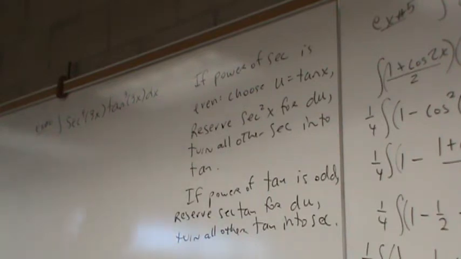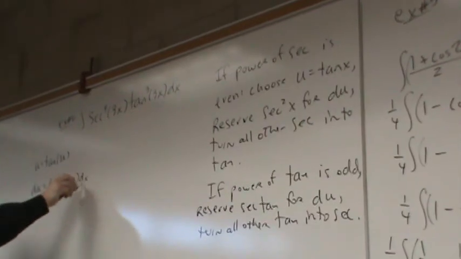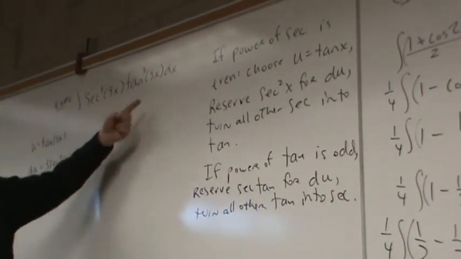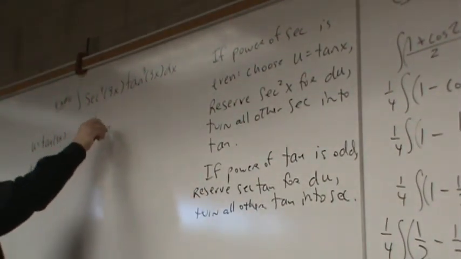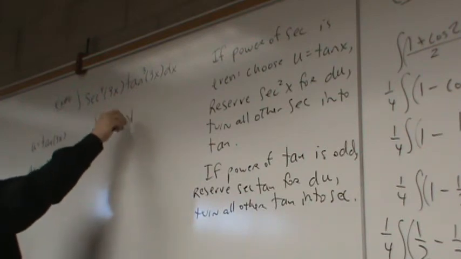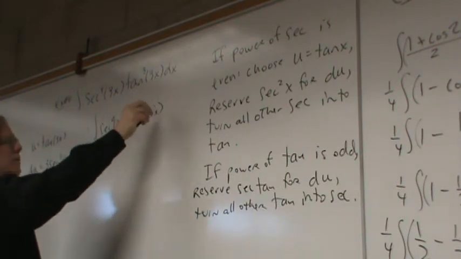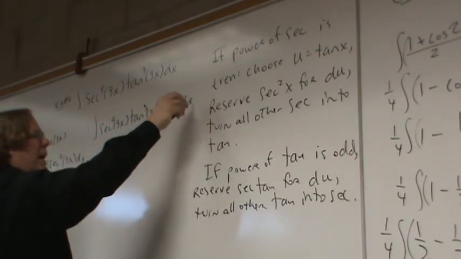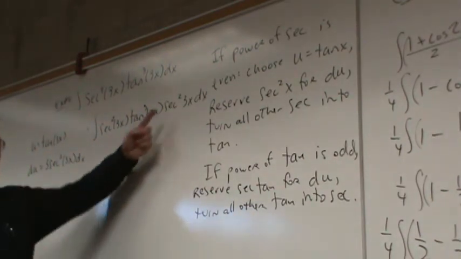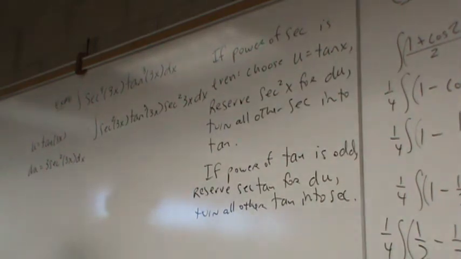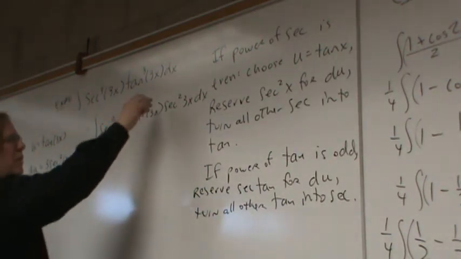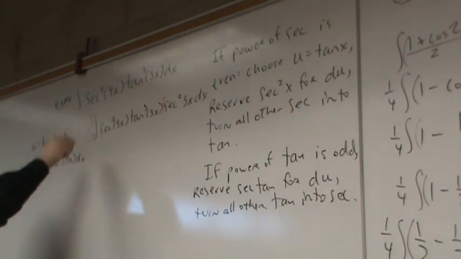Since the majority of you wanted my u to be tangent, I'm going to go with that. u equals tangent 3x, du equals 3 secant squared 3x dx. So I'm going to reserve a secant squared for my du. So I've got secant squared of 3x, tangent to the third of 3x, secant squared of 3x dx. That's going to be my du. Now, I am going to have to sprout a 3 there, which means I sprout a 1/3 there.